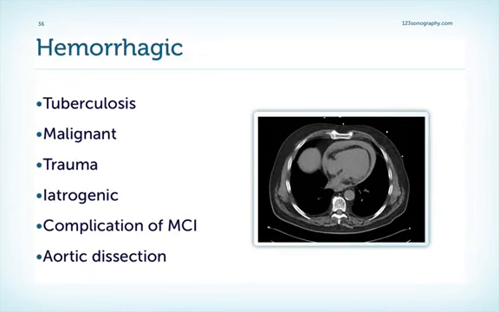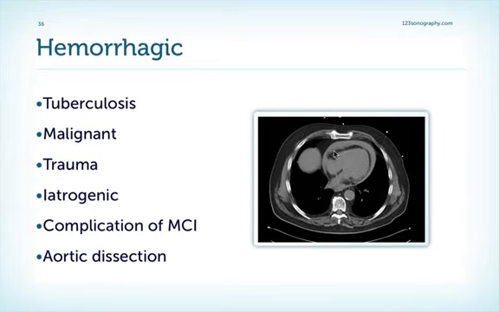Now let's turn to hemorrhagic pericardial effusions. Just to review what the causes are: tuberculosis, malignant disorders, trauma, iatrogenic, in other words, cardiac surgery or interventional procedures, complications of myocardial infarction such as myocardial rupture, and aortic dissection if it is localized in the ascending aorta.